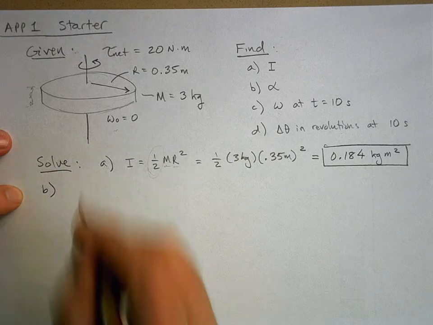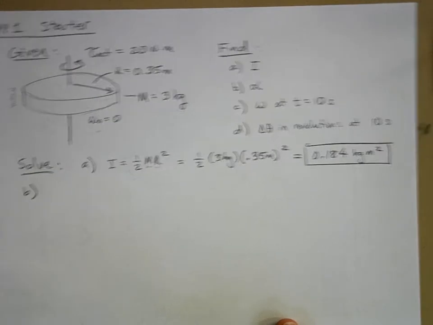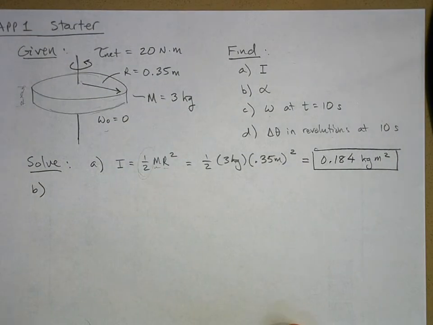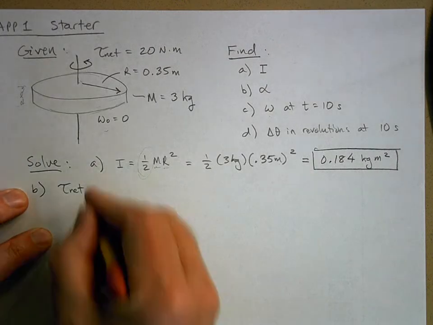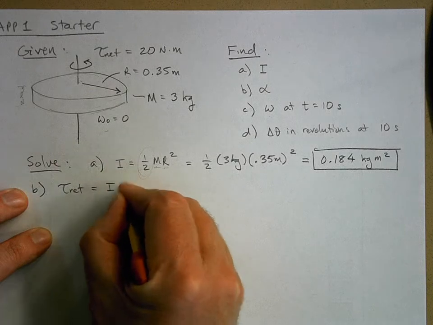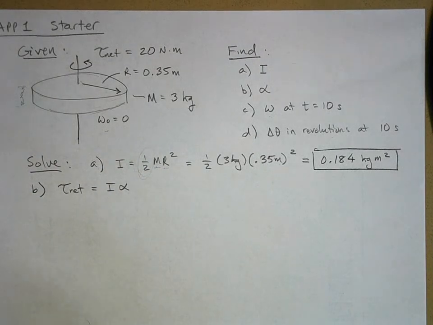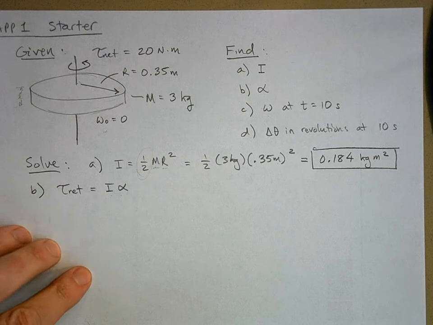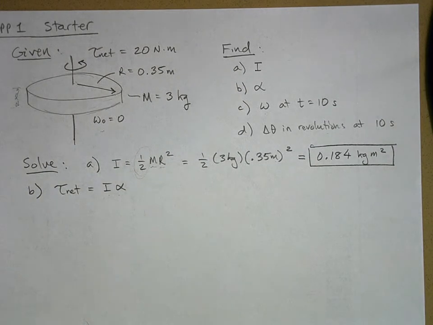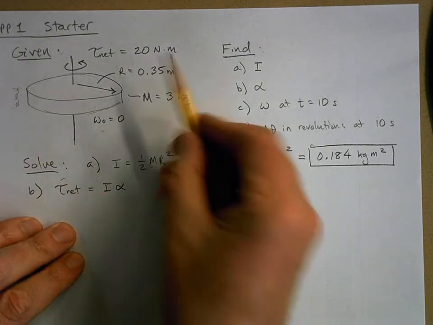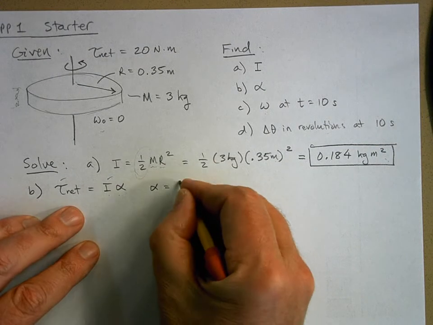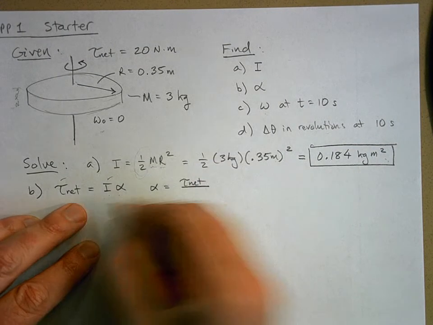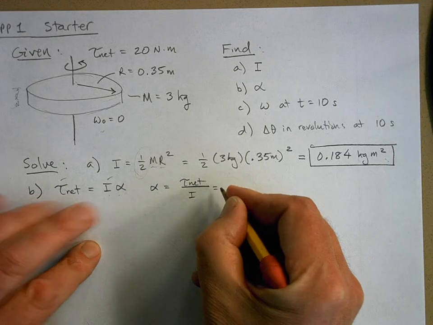Now let's do part B. Well, the net torque on an object is equal to I, the rotational inertia, times the angular acceleration. It's kind of like F equals ma, but for rotating objects. So now I know what the net torque is. That's given. I know what I is from part A. So the angular acceleration equals the net torque divided by the rotational inertia.